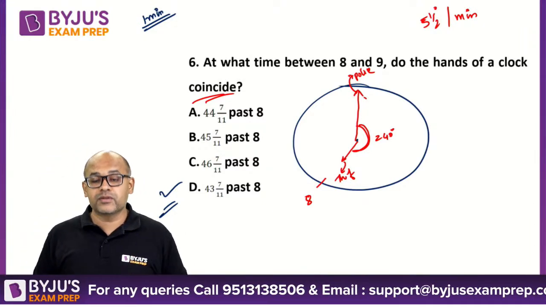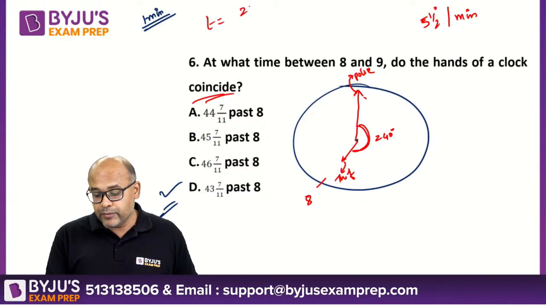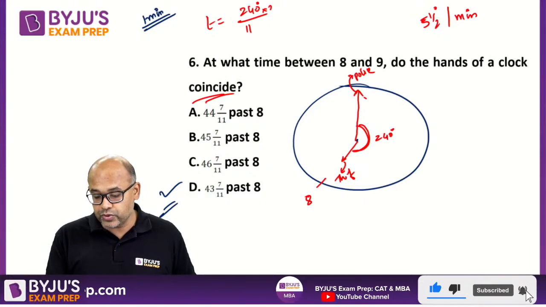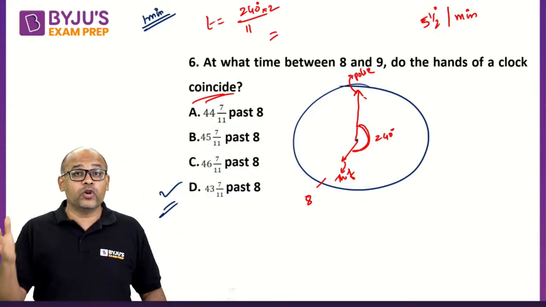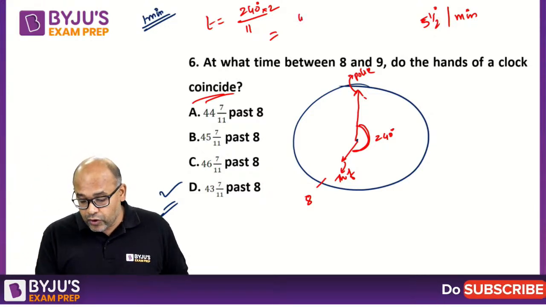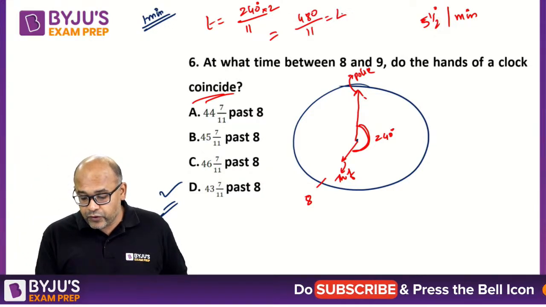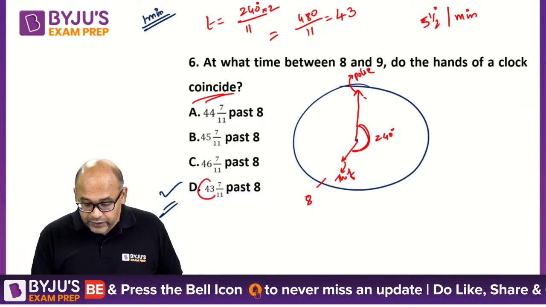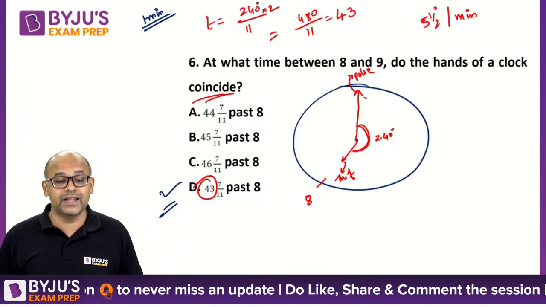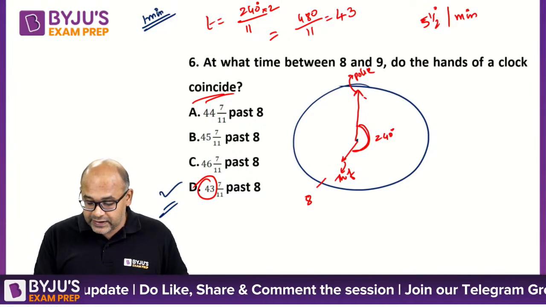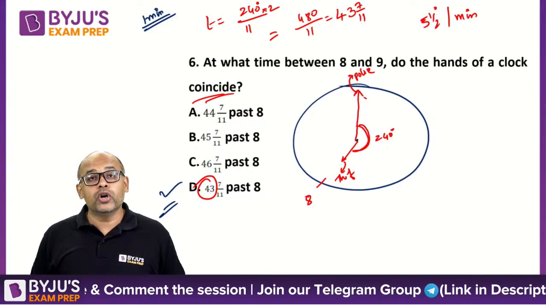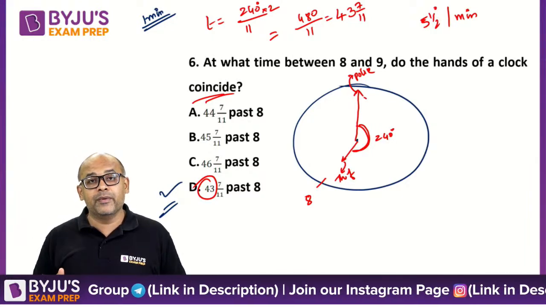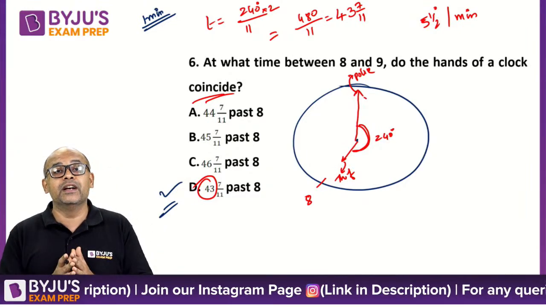This is a simple time and distance problem. Your time is distance between them, 240 degrees, by relative speed between them, which is 11 by 2, so into 2. So the time taken for them from 8 o'clock is 480 by 11, which is 43 and 7 by 11. In fact, there is only one option with 43 in it. So after approximately 43 7 by 11 minutes, they will coincide, which means they will meet.